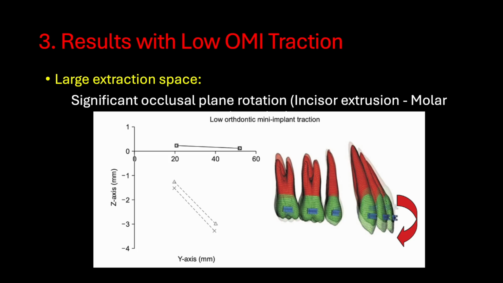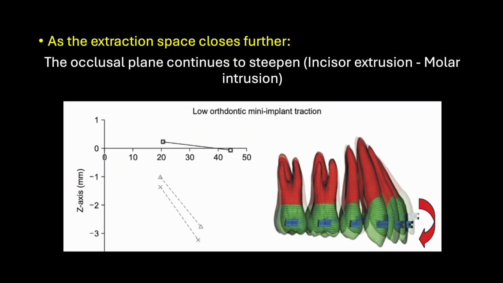The results with low OMI. When the extraction space is large, we can see significant occlusal plane rotation, and the occlusal plane becomes steeper. And this phenomenon still happens when the extraction space is small. It means that the occlusal plane continues to steepen.